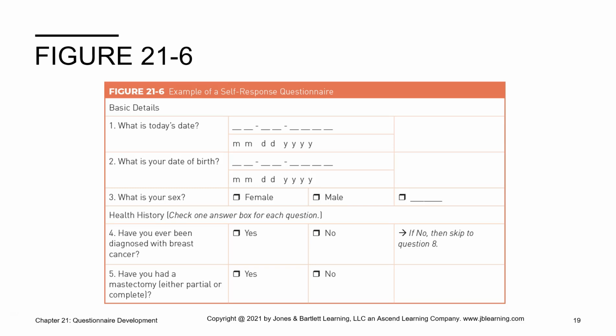Figure 21.6 goes over an example of a self-response questionnaire. Here it has a couple different questions, such as the date of birth, sex, and health history. So, ever been diagnosed with breast cancer? And then here you can see this skip pattern. If no, skip to question 8. But if you had yes, then you would answer the questions about, say, have you had a mastectomy? Here it's asking specifically date of birth. What I would say is if you don't need to know someone's specific date of birth, I would just ask them their age.